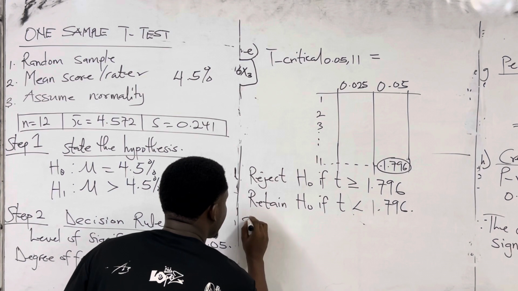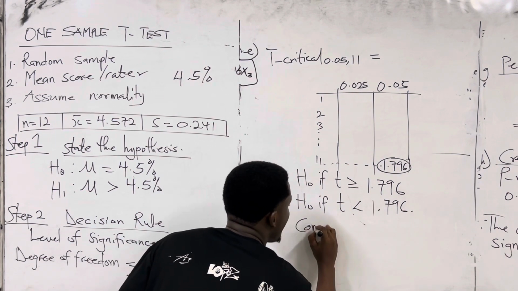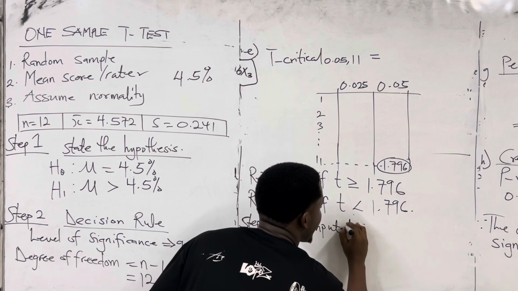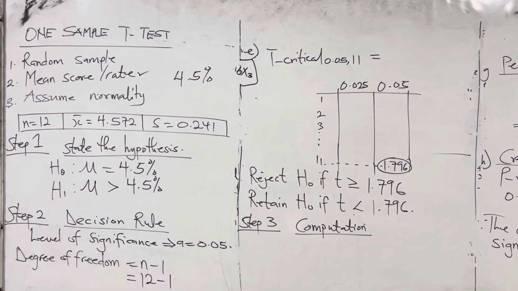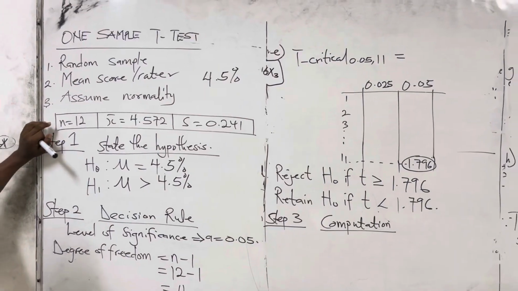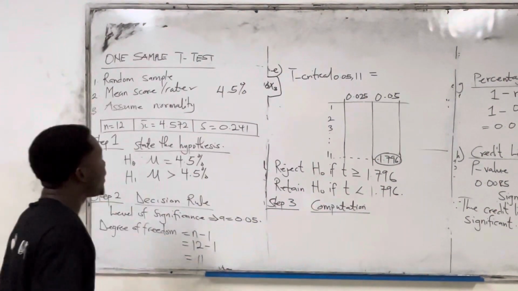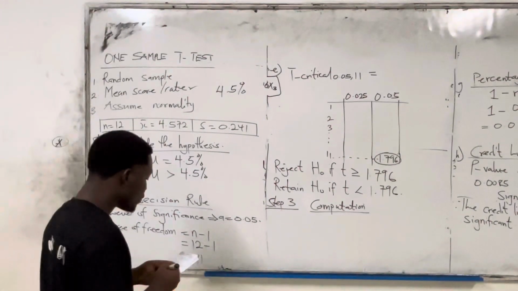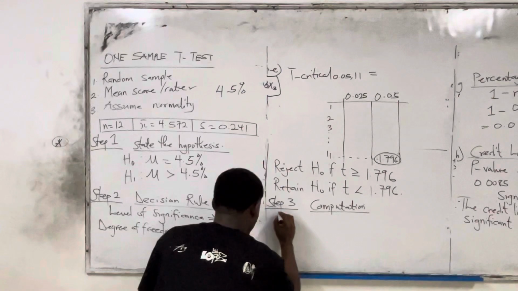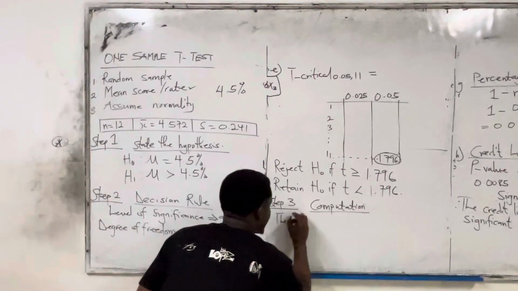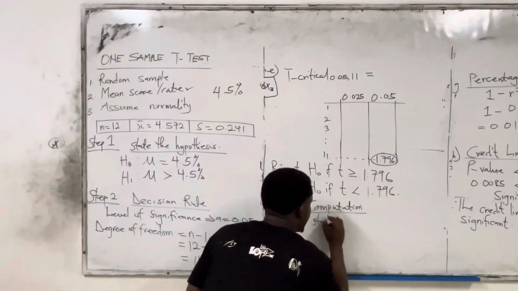So the next one that we have to do is step 3, which is the computation. Now, the computation, you see here, you have been given the n, which is the sample, the mean, and also the standard deviation. Now, for the computation, we state the test statistics.